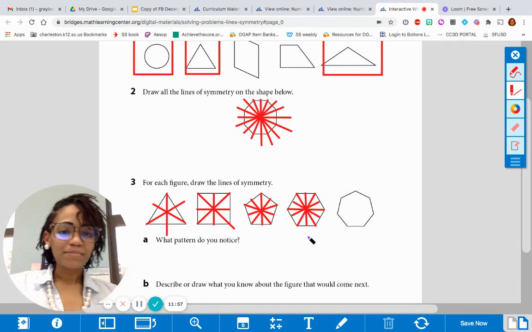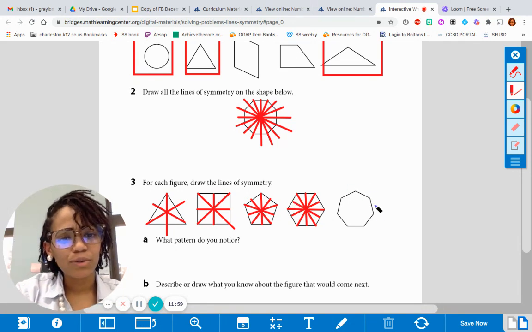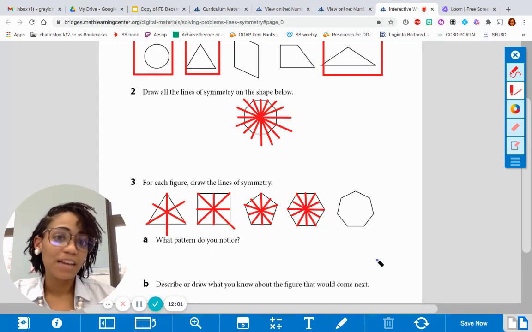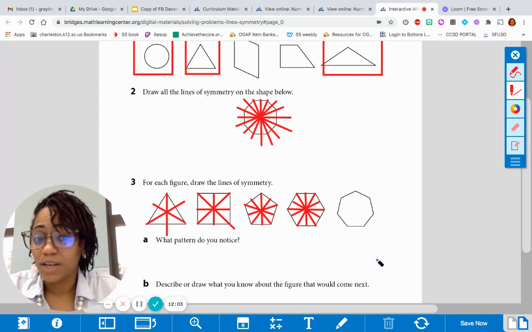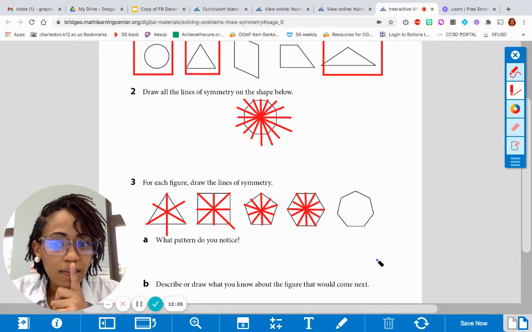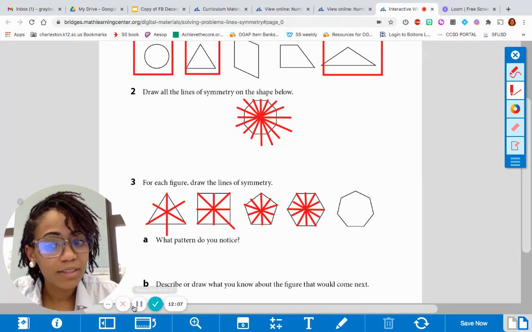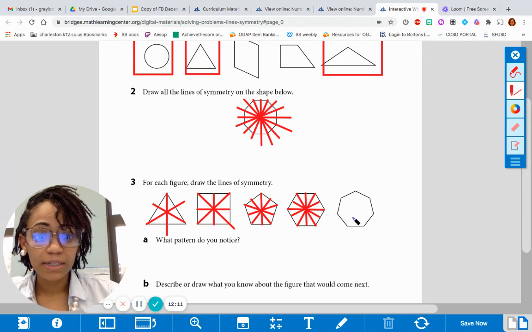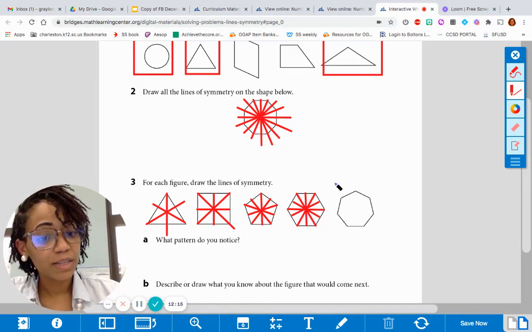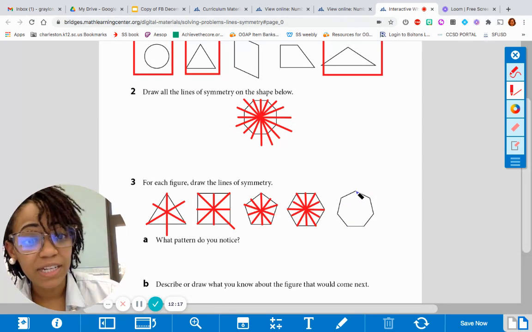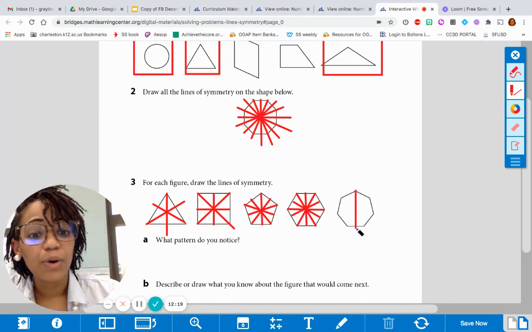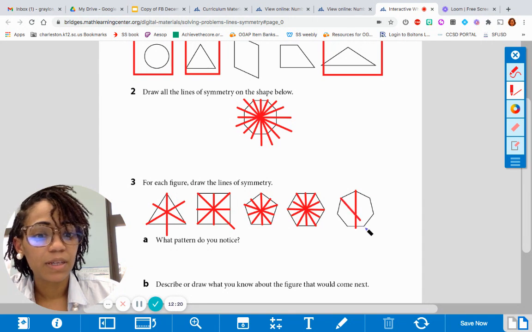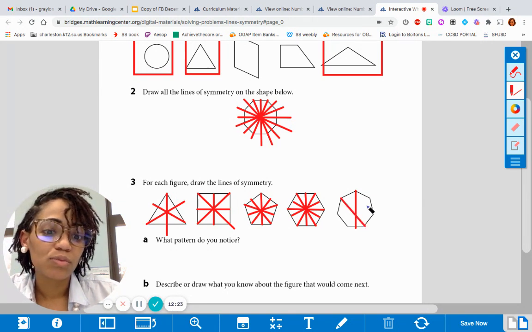Awesome job. And now we have a 1, 2, 3, 4, 5, 6, 7-sided figure, which we could call a septagon. I wonder how many lines of symmetry you found on this one. Anybody see the pattern so far? So if the pattern is remaining true, then we have 7 sides. We should have 7 lines of symmetry. Let's check it out. 1, 2, 3.